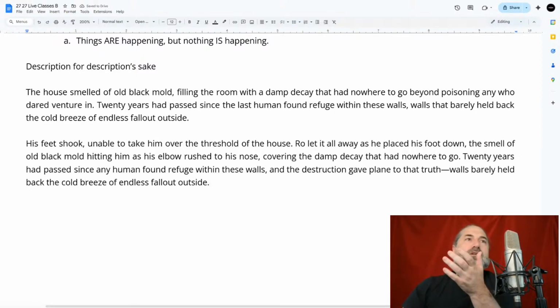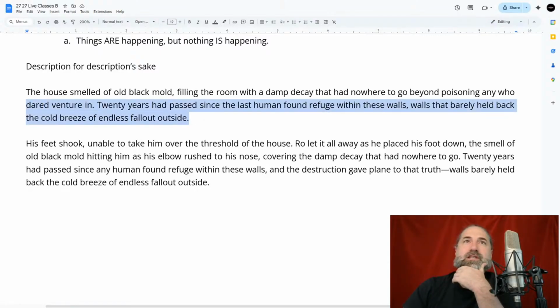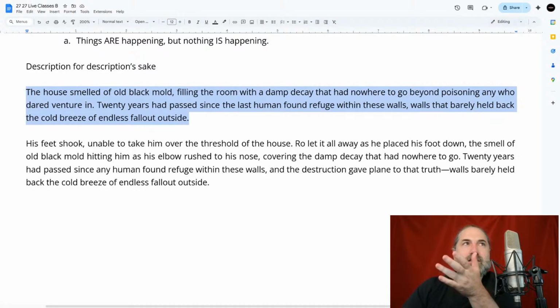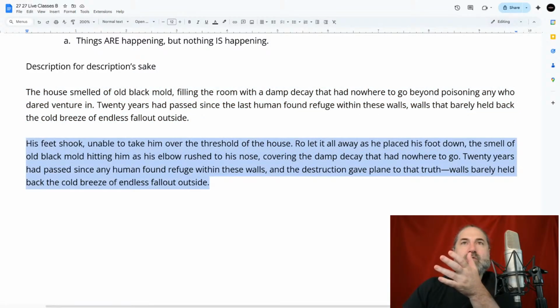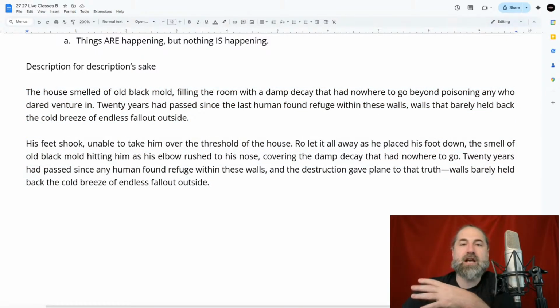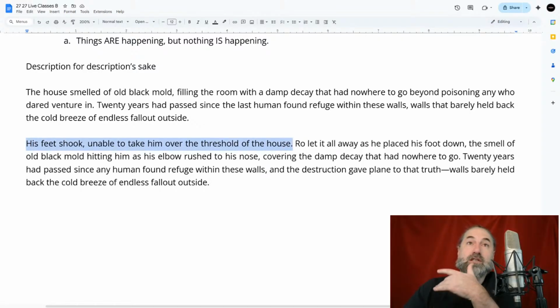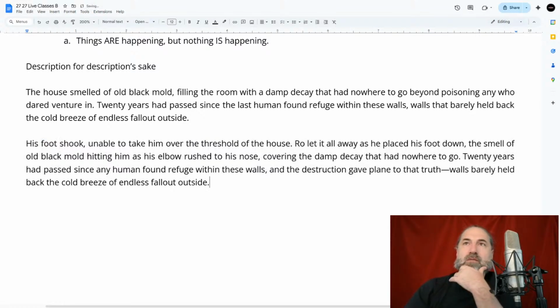So now that description of this is just description for description's sake, right? This technically slows down the pace. This keeps the pace moving because it is through the POV of a character. We're seeing emotional choices. This is an emotional choice. His foot shook, unable to take him over the threshold of the house. Conflict, tension, stakes. Ro let it all away as he placed his foot down. This is a choice.